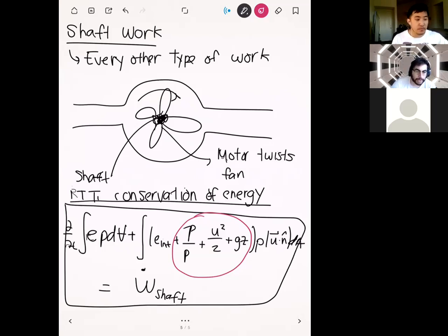Yeah, for the energy inside, is that pressure divided by pressure or pressure divided by rho? Yeah, that's a good question. That's pressure divided by density, so it's pressure divided by rho.